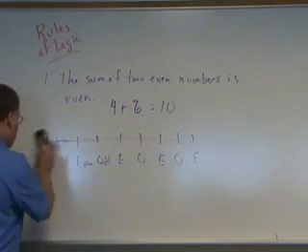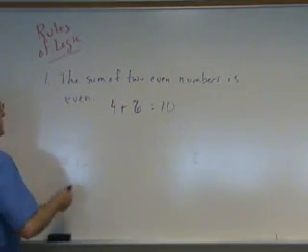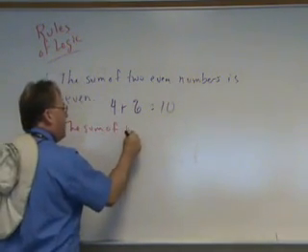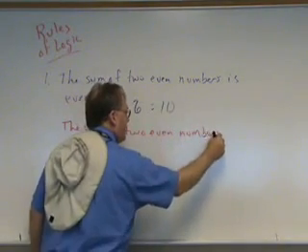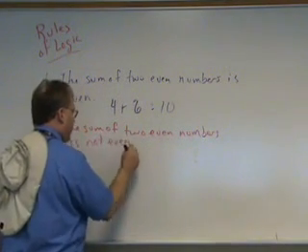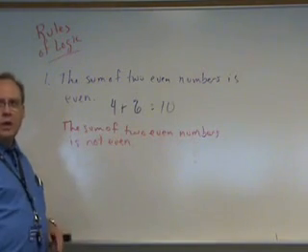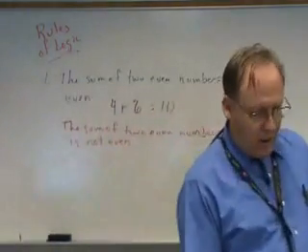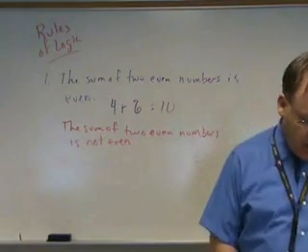Well, how would we state its negation? We would simply say the sum of two even numbers is not even. Another word for not even would be odd if you're talking about even and odd, but if you're talking about anything else, it would simply be not even.